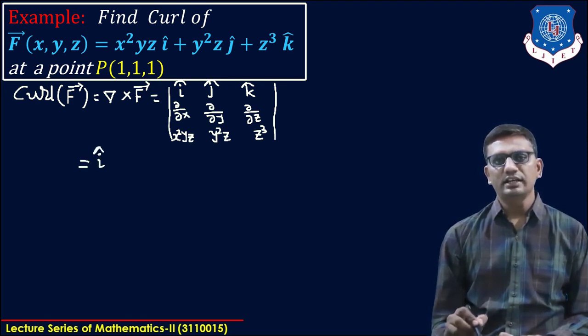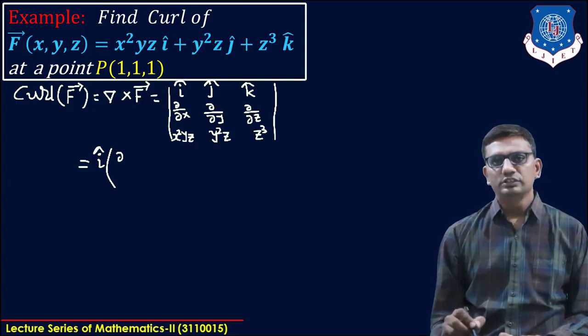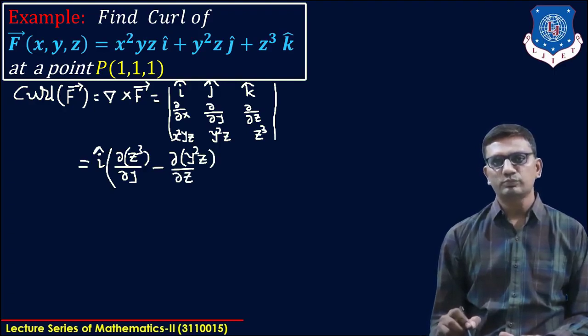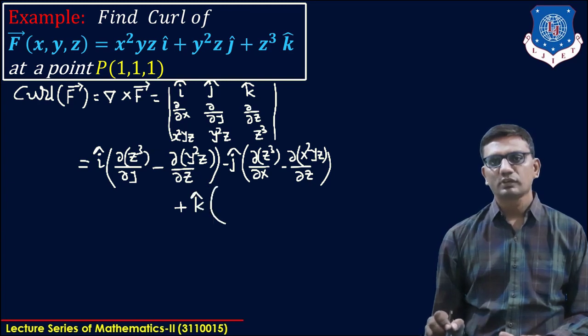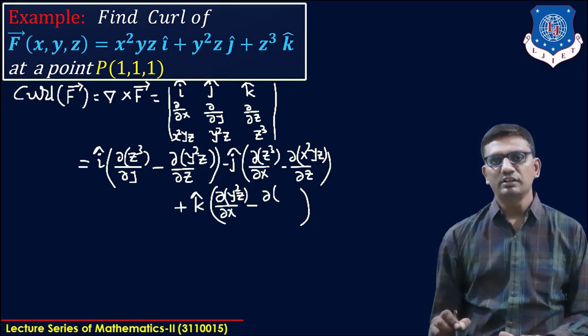So we get i caret into partial derivative of z cube with respect to y minus partial derivative of y square z with respect to z, minus j caret into partial derivative of z cube with respect to x minus partial derivative of x square yz with respect to z, and the last component is plus k caret into partial derivative of y square z with respect to x minus partial derivative of x square yz with respect to y.